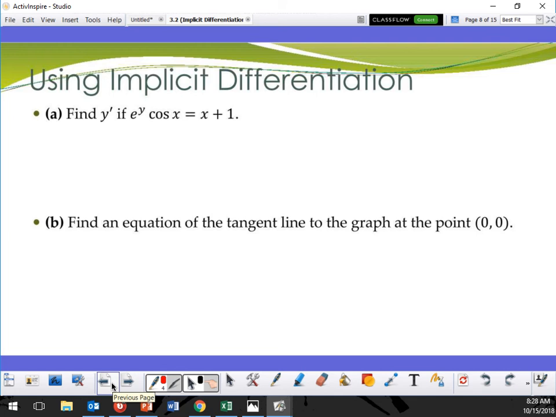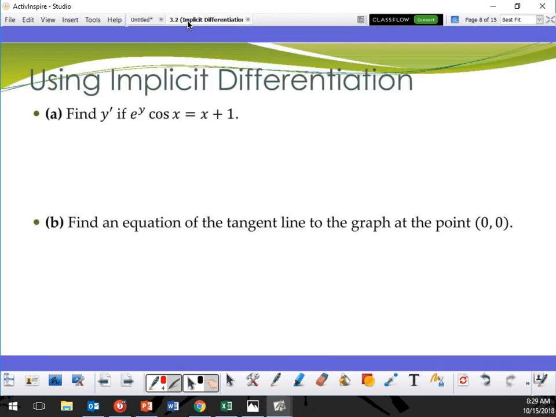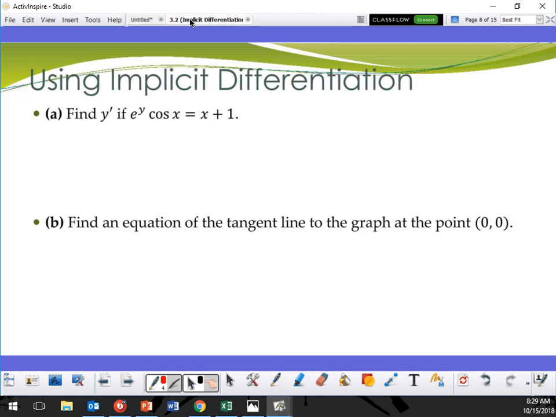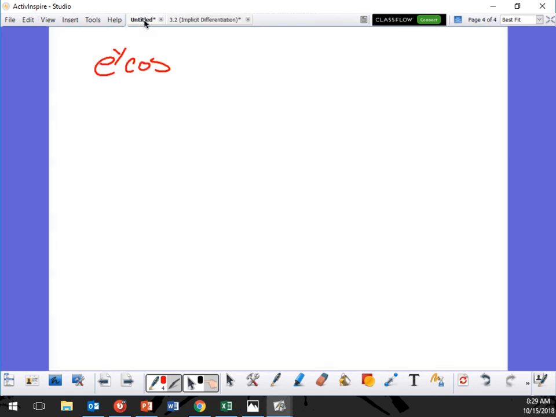No, I have to do this one here. All right, so find y prime if e to the y cosine x equals this. Okay, so what did it say? It said e to the y cosine of x equals x plus 1? Yeah. Okay, very good.